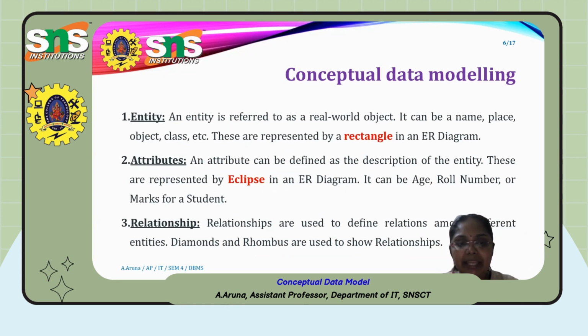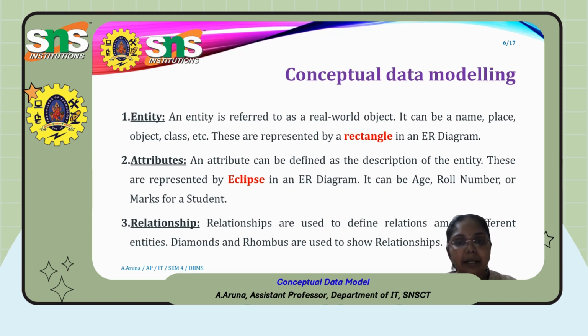So we are choosing an ER model. Here we have three main components: an entity, attributes, and their relationship. An entity is nothing but any real world object, and it is represented as a rectangle in an ER diagram. The next one, attribute, is the description of the entity, and it is represented as an oval shape.